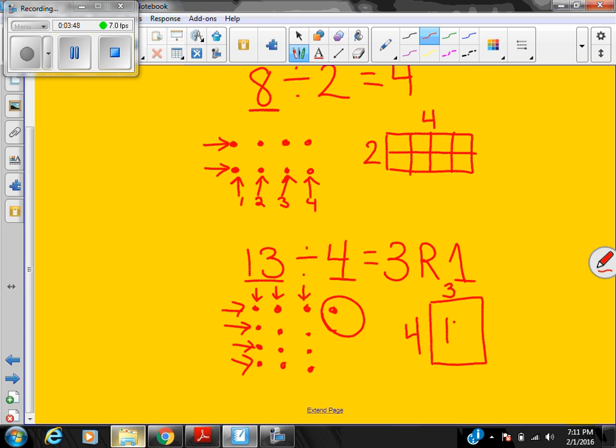I know that this whole thing is going to be 12 because area is length times width, and 4 times 3 is 12. But I know that I have 1 extra, so I'm just going to draw 1 more extra square unit out here, and then I'm going to add that, and that gives me the 13. And so that is doing division using array and area models.